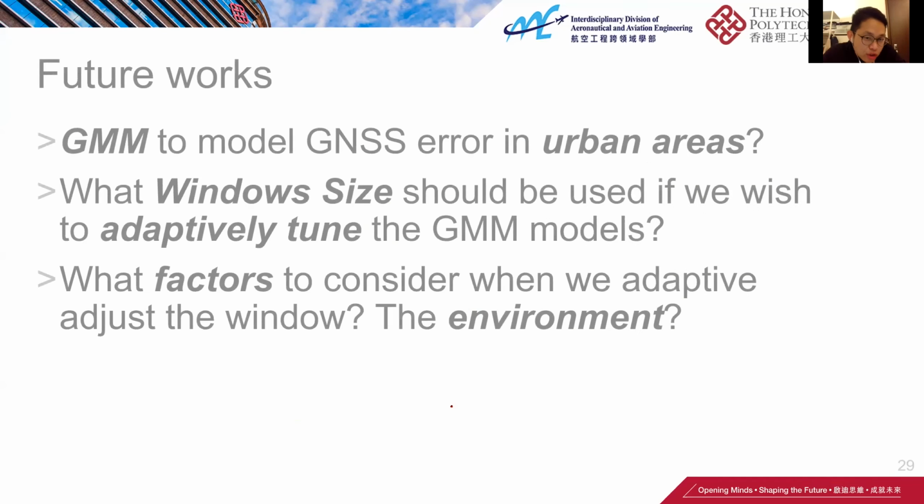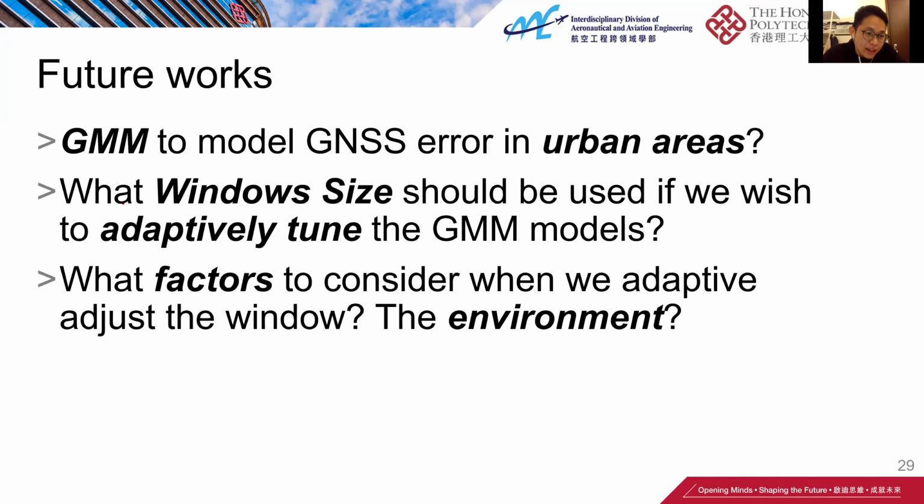But for future work, we find that GMM can be used to model GNSS in urban canyons. We should do it. But what window size should be used if we wish to adaptively tune the GMM model? And what factors should we consider when we adaptively adjust the window? The environment, maybe? Sometimes it's open sky, sometimes it's an urban canyon. That is the question we're trying to answer later.